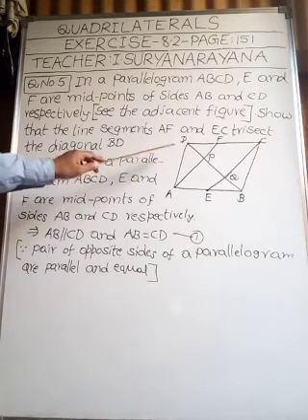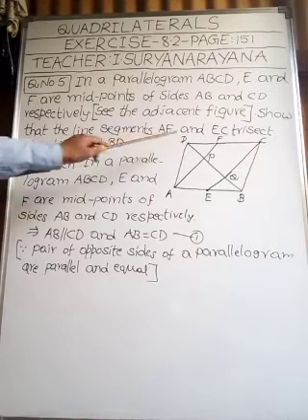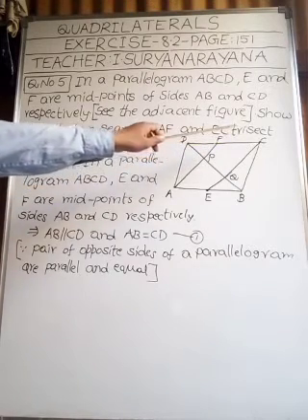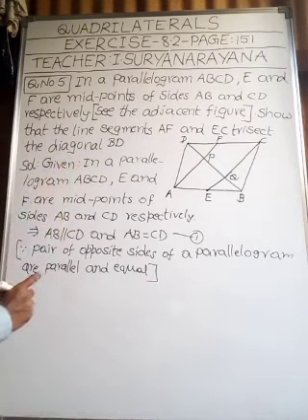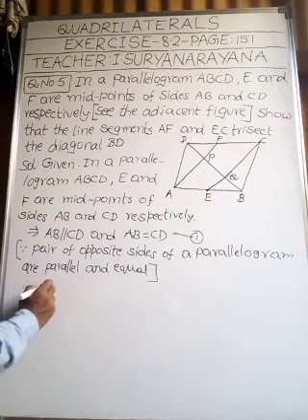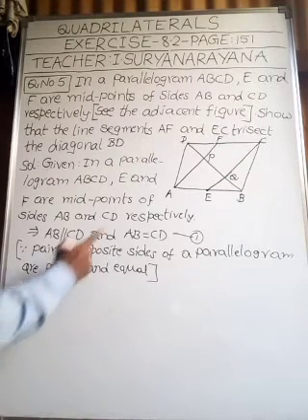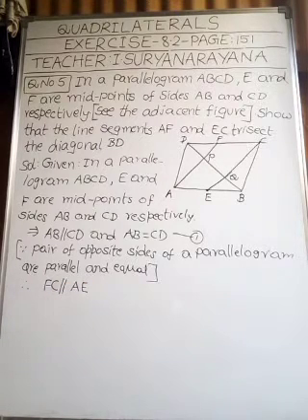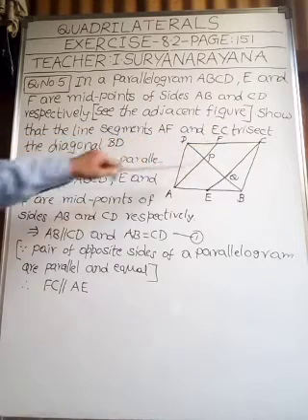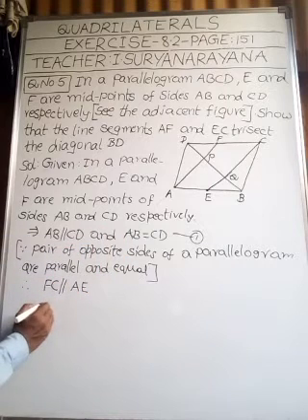Now, AB is equal to CD. Isn't it, my children? And moreover, F is also on the line segment CD and E is on the line segment AB. Therefore, FC is parallel to AE. Understood this step, my children? FC is parallel to AE.